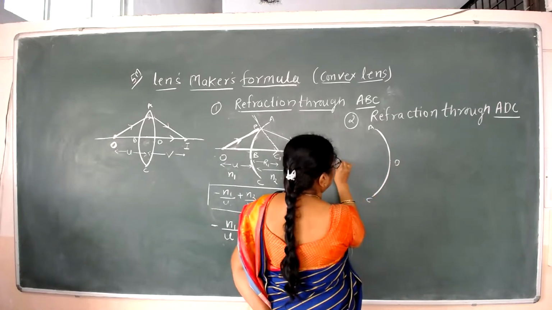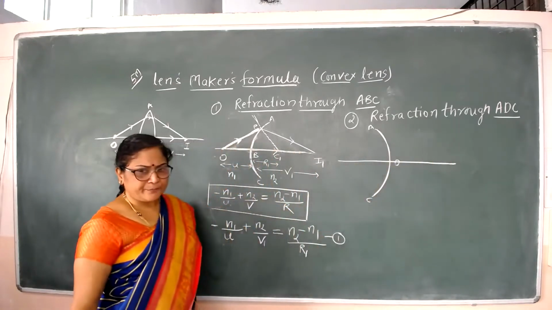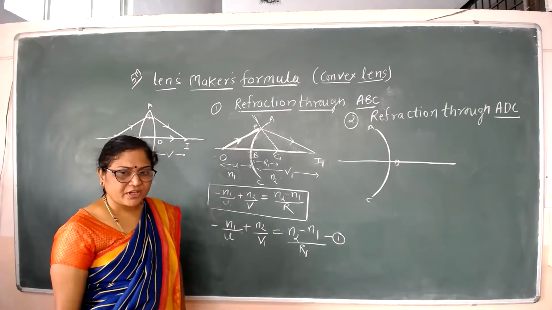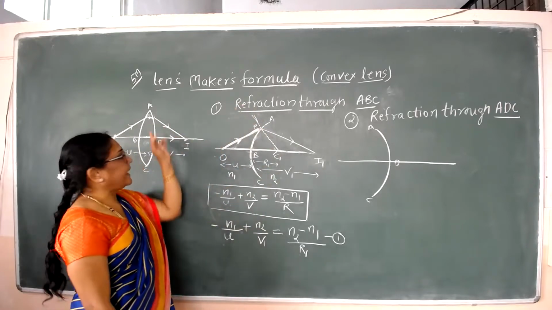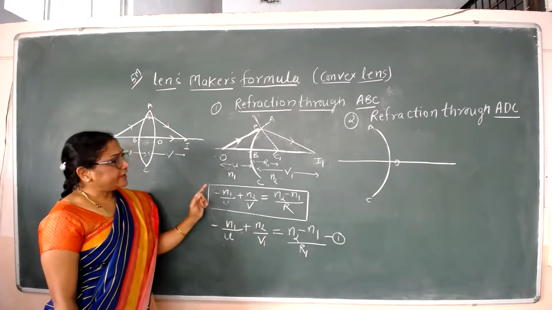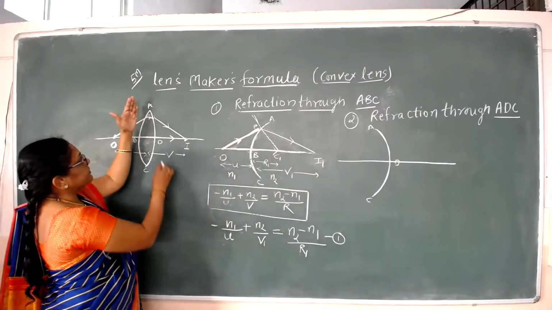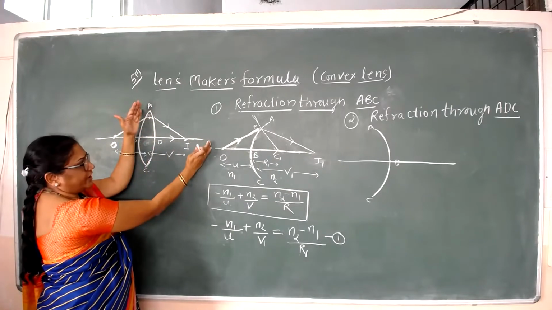ADC. Draw a principal axis. So here, how is the image formed in the second spherical surface? How is the image formed in the second spherical surface, that is the ADC? So here, in this ADC, see the figure, in the second part ADC, consider this part only.